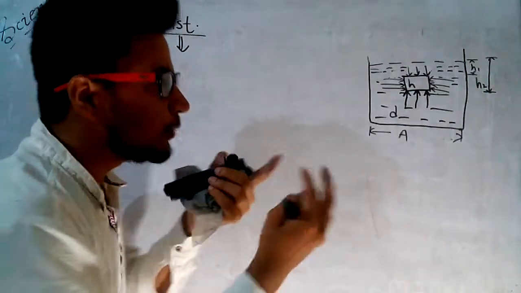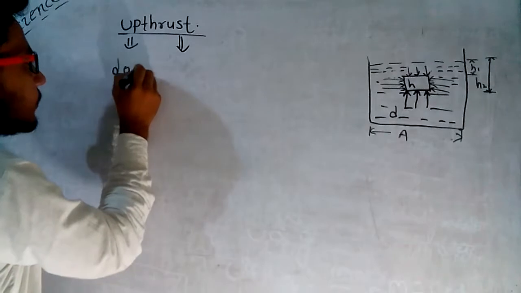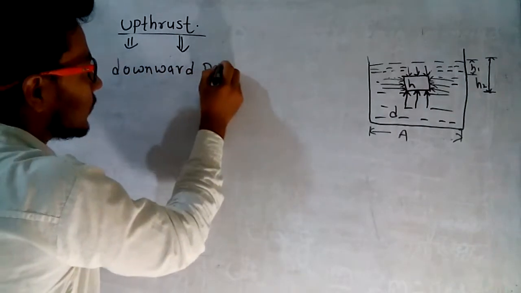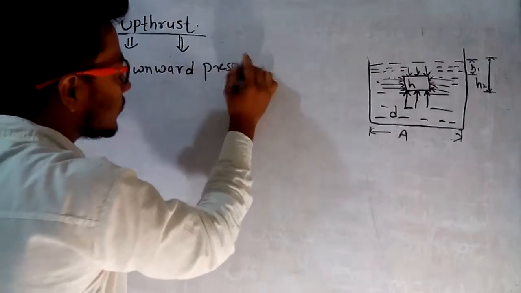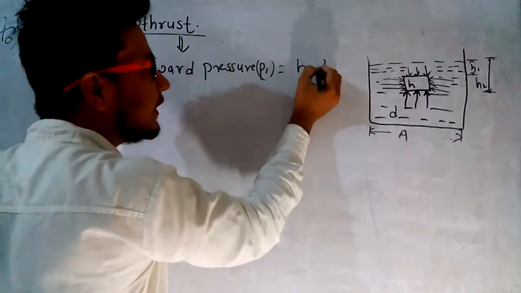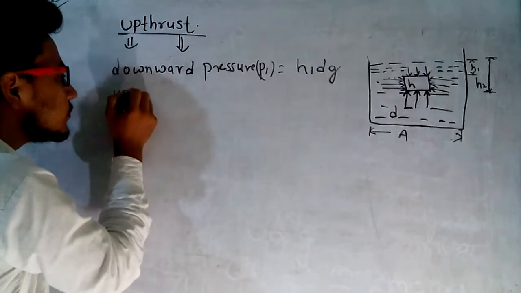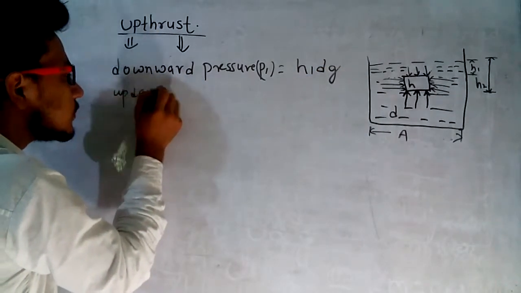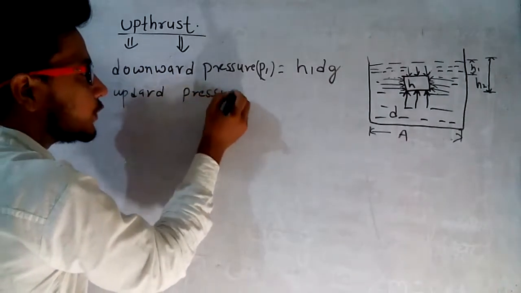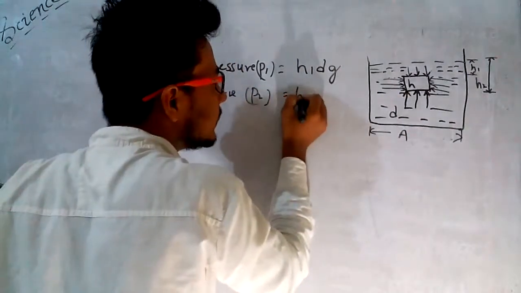So first one is downward pressure, that is P1 equals H1 dg. And upward pressure, so P2 equals what? For upward, that is H2 dg.